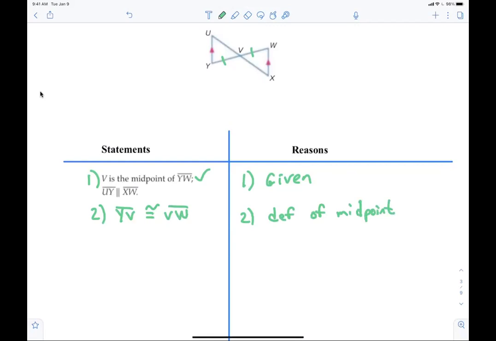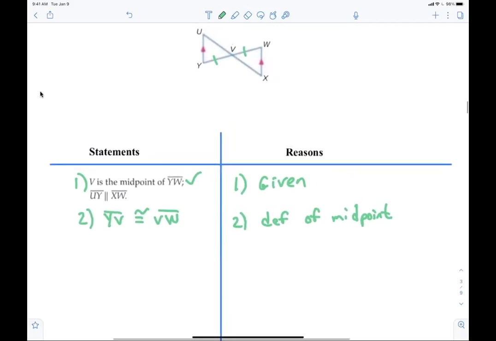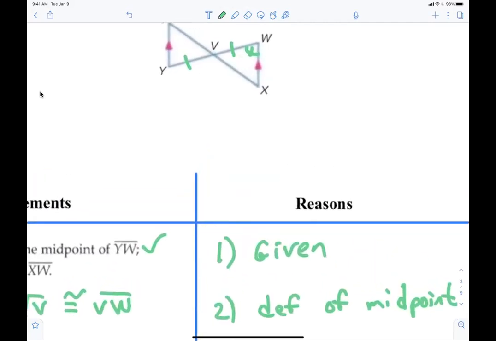All righty. You want to just do the proof? Thank you. All right. So what in the world are they telling us about parallel? That WX are parallel, so wouldn't that make angle VWX congruent to... brilliant. VWX is congruent to what? VYU. Yes, very nice.